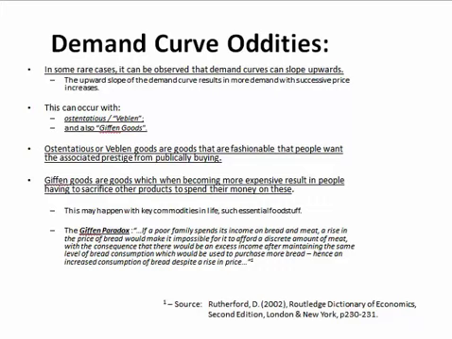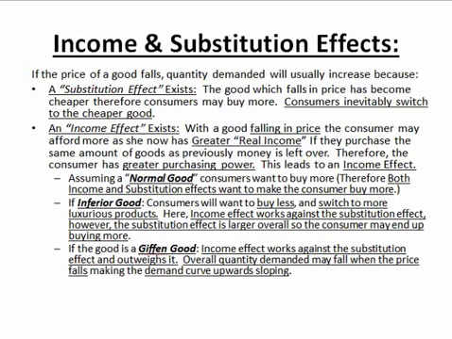For example, if a poor family spends its income on bread and meat, a rise in the price of bread would make it impossible to afford a discrete amount of meat, with the consequence that there will be an excess income after maintaining the same level of bread consumption, which we use to purchase more bread. Hence, an increased consumption of bread despite the price rise.